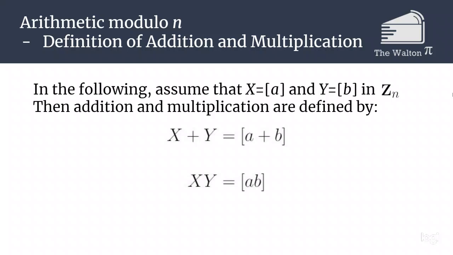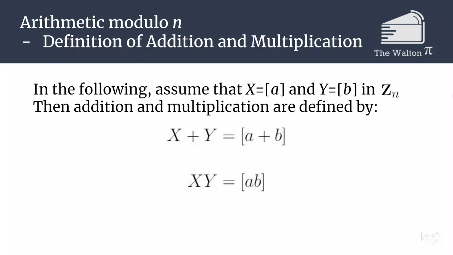So, to start off, we need to refresh our definition of what it means to add and multiply in the integers mod n. So, if x is the class of a and y is the class of b in the integers mod n, so reminder, that means that everything in the class of a is congruent to a modulo n, meaning that a divided by n has the same remainder as any other element in the class of a when you divide by n.